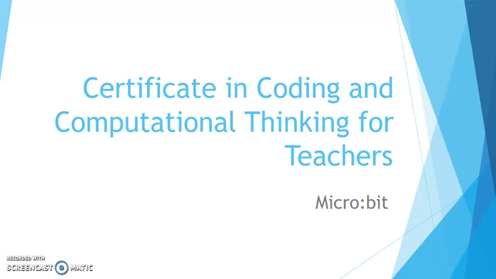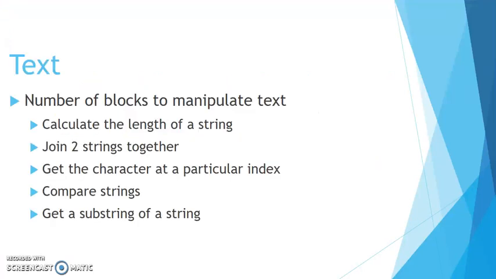So in this screencast, we're going to look at the text block within Microbit. We've got a number of blocks to manipulate text, so we can do things like calculating the length of a string. We can join two strings together, get the character at a particular index, we can compare strings, and we can get a substring of a string.